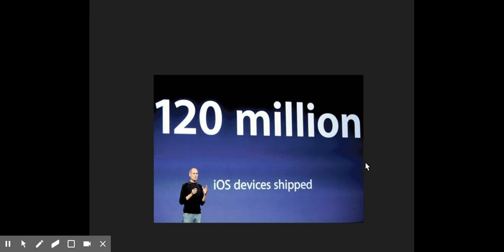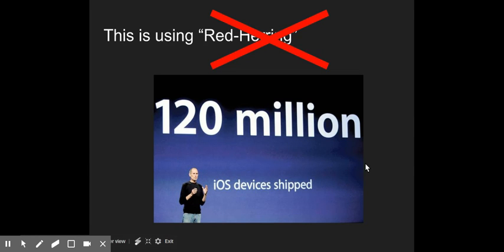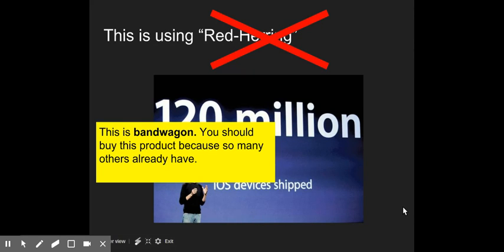All right, is this advertisement red herring? Is it a distractor? No, this is not red herring. Steve Jobs here is not trying to distract us, but rather he is making us, or trying to make us, want to buy something because everybody else is doing it. So that would be bandwagon. And not everyone else, but 120 million is a lot. So he is trying to convince us with that bandwagon.